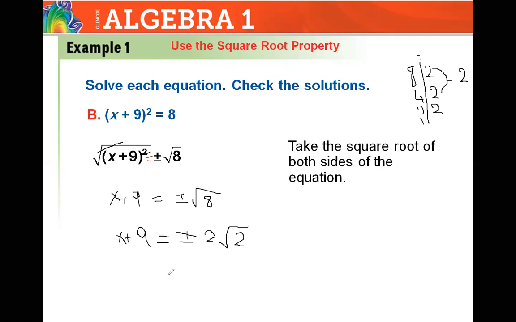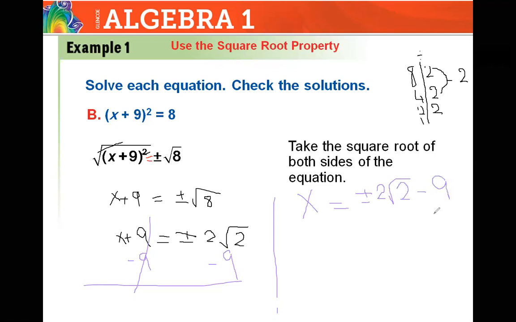After that, Ahmed, what shall we do? We have x plus 9. The opposite of plus is minus, so we subtract 9 here and 9 on the other side. So we have x equal positive or negative 2 root 2 minus 9. The 9s will be cancelled. I have to write two answers.